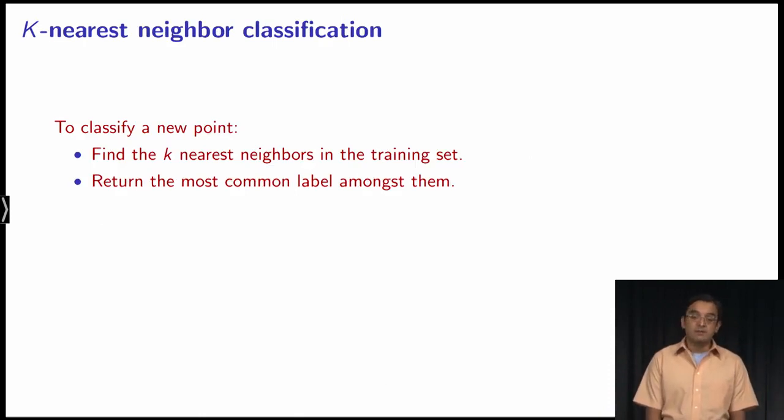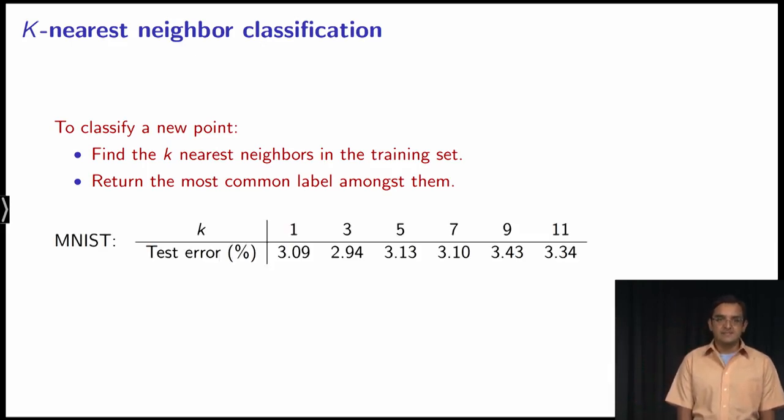When doing nearest neighbor, instead of simply looking for the very closest point in the training set, find the closest 3 points or the closest 5 points. They each have a label. Return the majority label, or the most common label. Let's see how this does on MNIST.